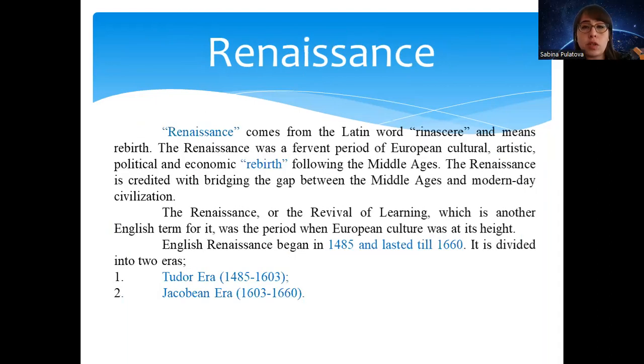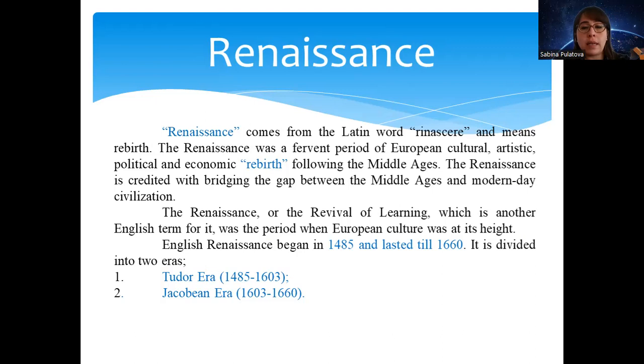The next period is called Renaissance. Renaissance comes from the Latin word and means rebirth. The Renaissance was a fervent period of European culture, artistic, political, and economic rebirth. Following the Middle Ages, the Renaissance is credited with bridging the gap between the Middle Ages and modern day civilization. The Renaissance, or the revival of learning, which is another English term for it, was the period when European culture was at its height.